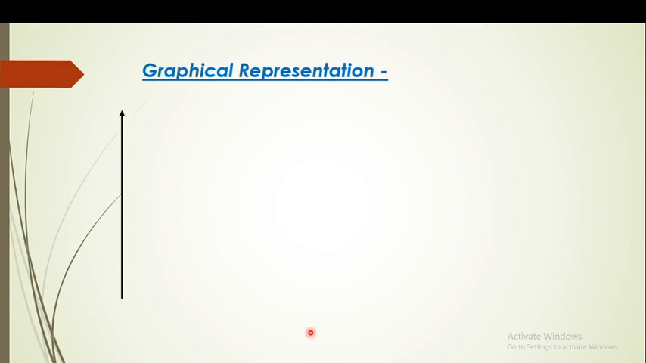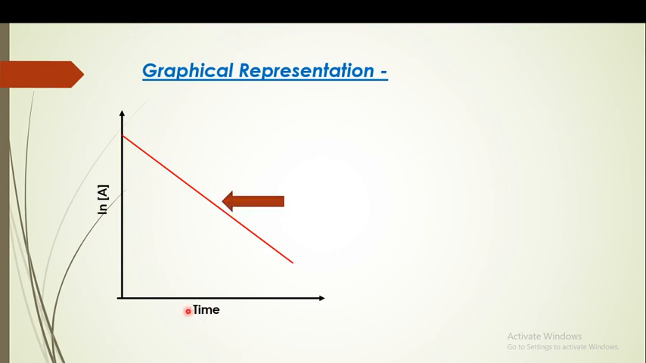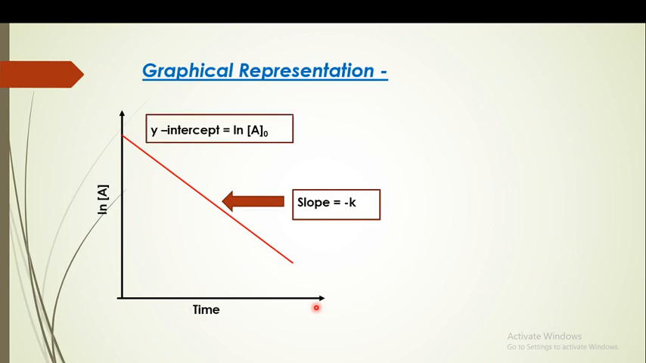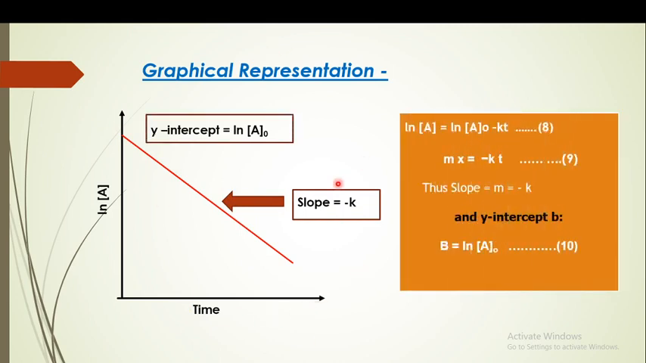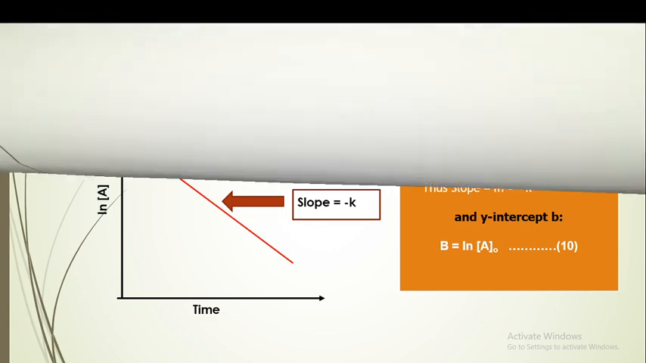Now the graphical representation of a first order reaction. If we plot ln of A on the y-axis and time on the x-axis, then we get a straight line with a decreasing slope, because the value of the slope is minus k. So the line is decreasing and has a y-intercept equal to ln of A0. From the equation ln of A is equal to ln of A0 minus kt, the slope m is equal to minus k, and the y-intercept b is equal to ln of A0.